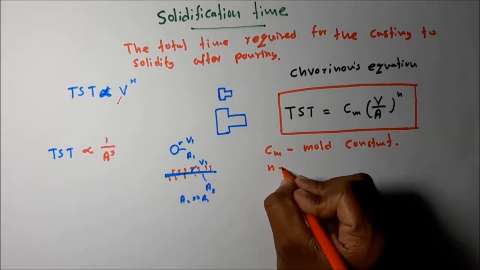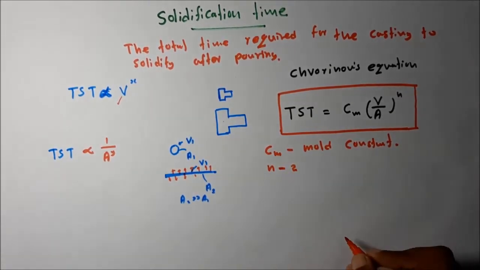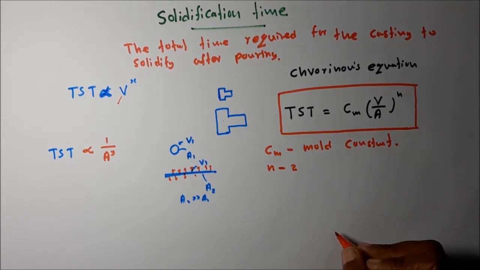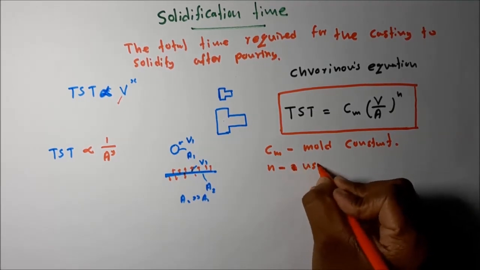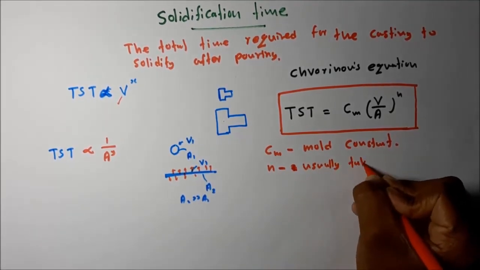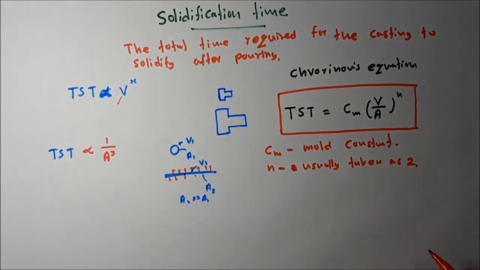The n is taken as 2, which depends on the type of casting. In most cases, n is usually taken as 2. Okay, this is Chvorinov's rule to calculate the total solidification time in metal casting. Then let's take an example problem from this Chvorinov's rule in metal casting.